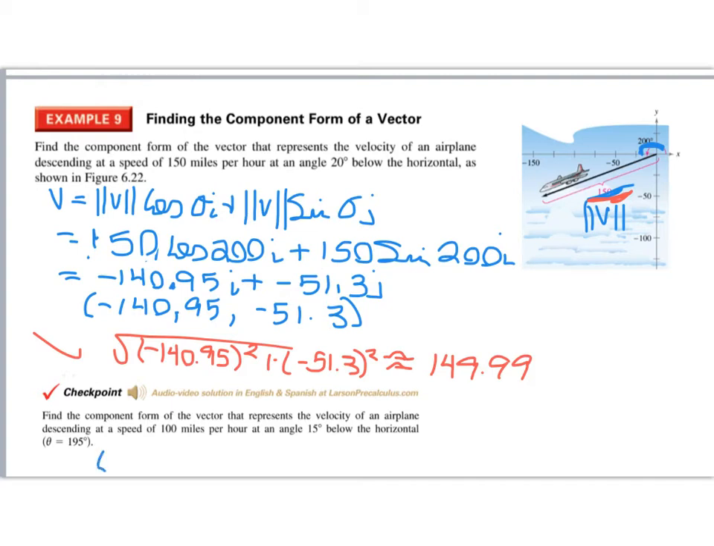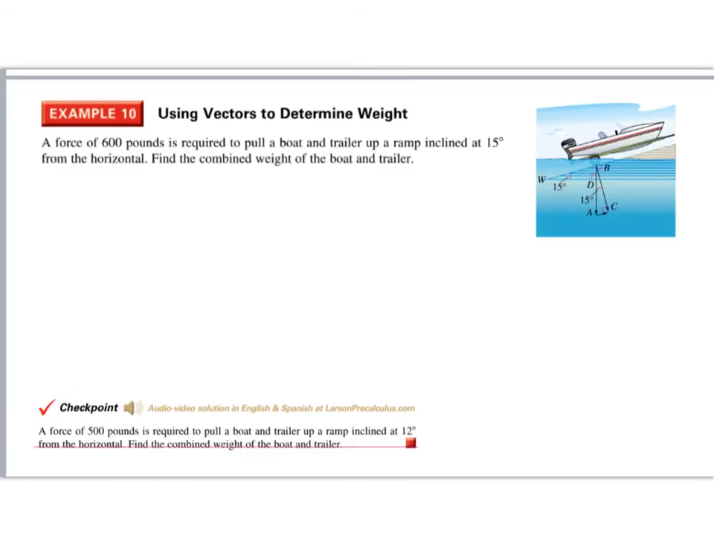And the answer is negative 95.6 and negative 25.9. If you put that underneath the square root, you will end up with close enough to 100 miles per hour. Okay, next one. All right, here we go.